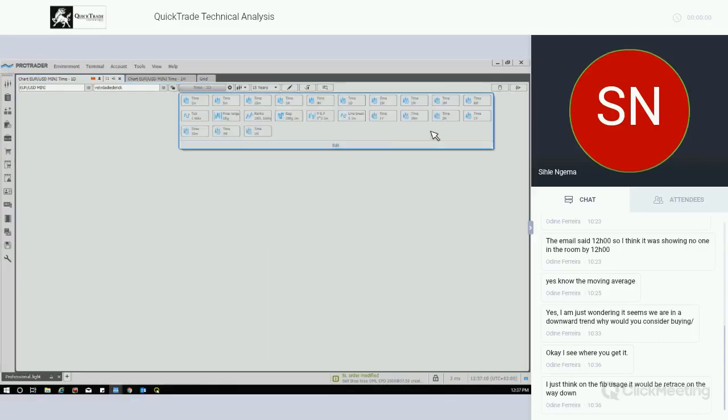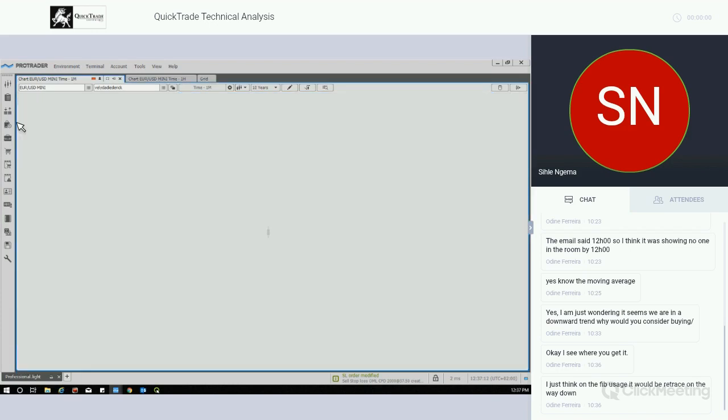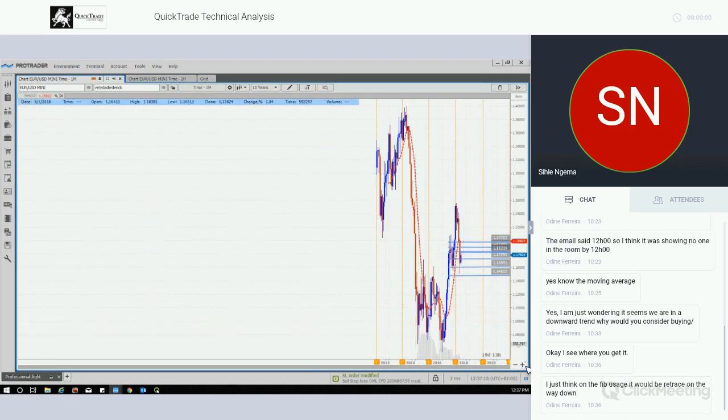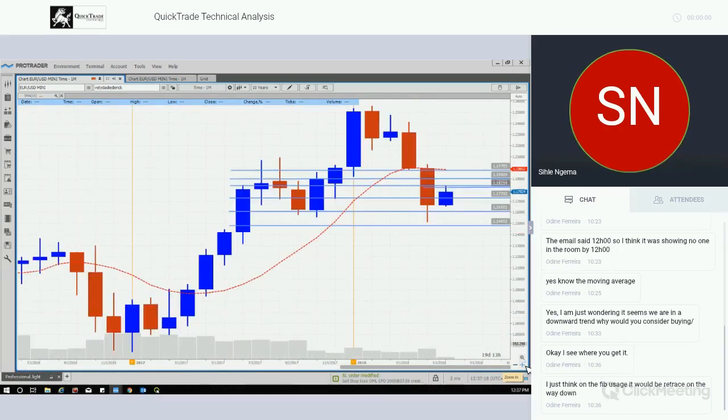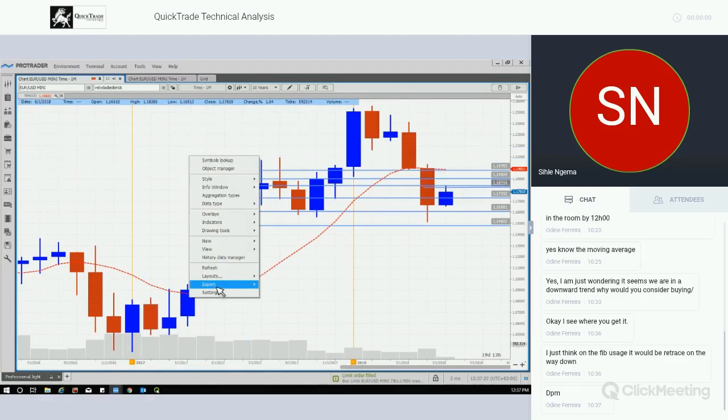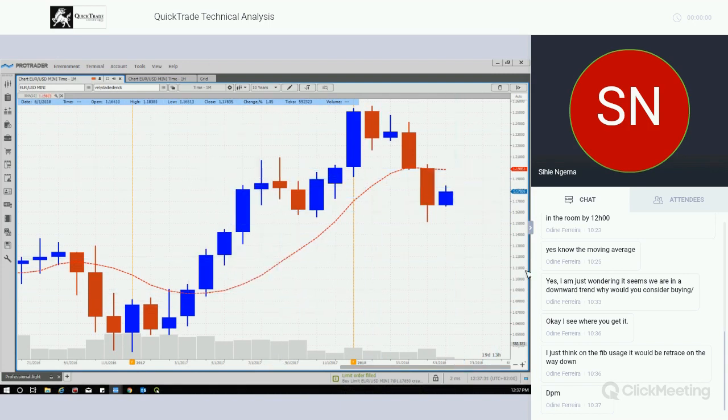Euro US dollar. Let's check our monthly chart first. I have too many lines here. Please bear with me, otherwise I'll have to remove them. Let me remove all these lines. I will put them back in again.